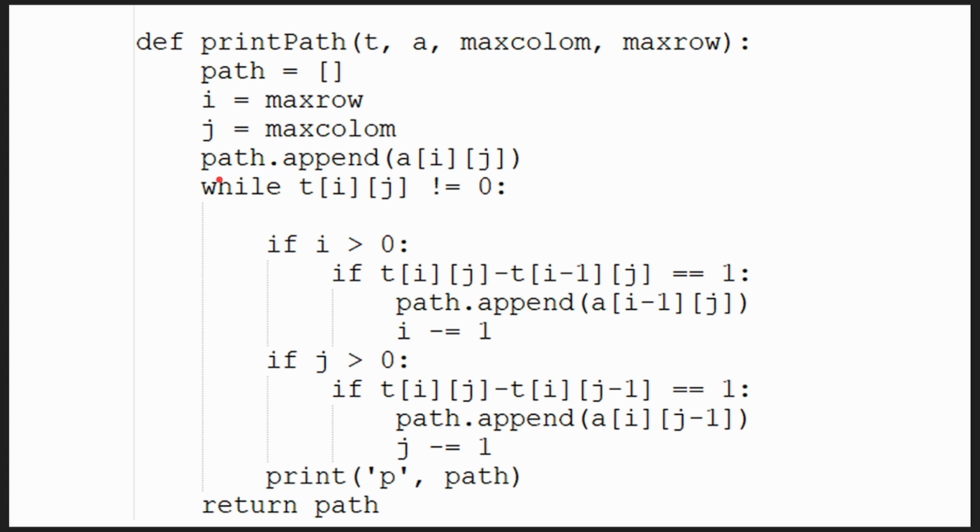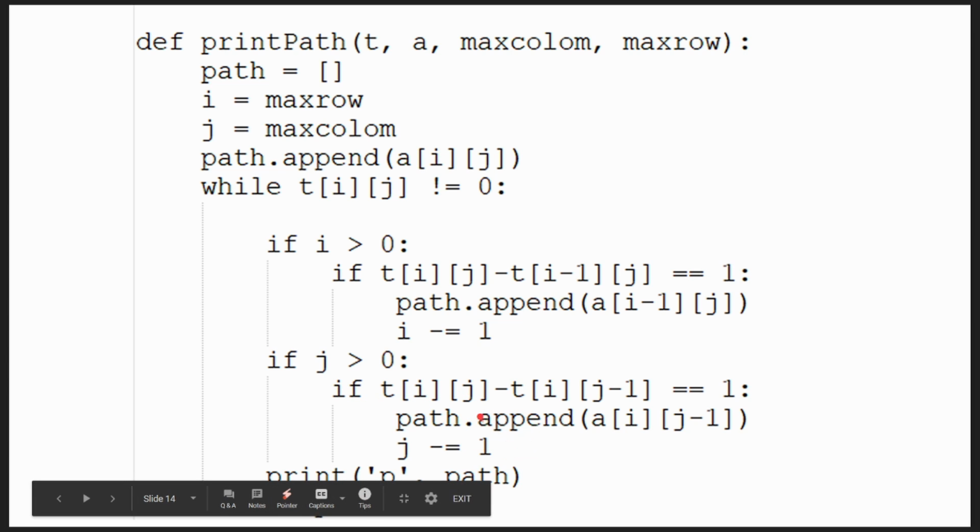And then every single time you go in, if I is bigger than 0, you're looking at the value that is 1 above it, and you're seeing if it's 1 apart from it. And if it is, then you add that to path, to the new path that you're going to print out later. And then you make I, which is the rows, smaller. And then you do the same thing here with J, but you're looking to the right.